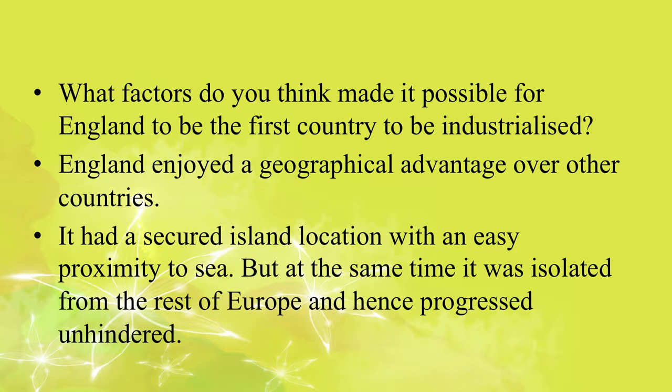What factors do you think made it possible for England to be the first country to be industrialized? England enjoyed a geographical advantage over other countries. It had a secured island location with an easy proximity to sea, but at the same time it was isolated from the rest of Europe and hence progressed unhindered.